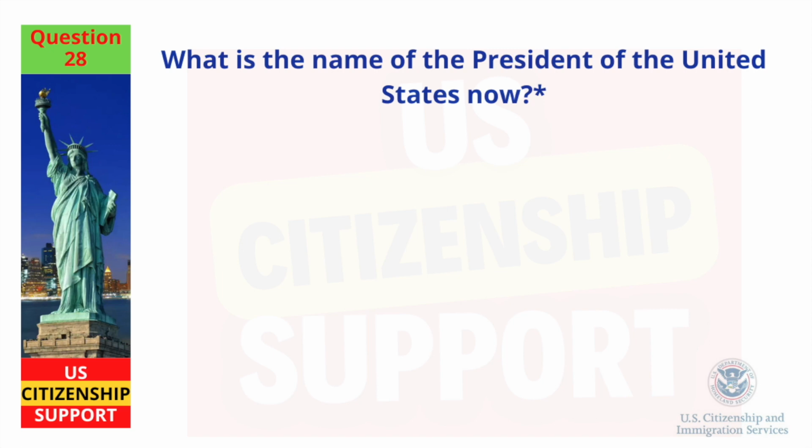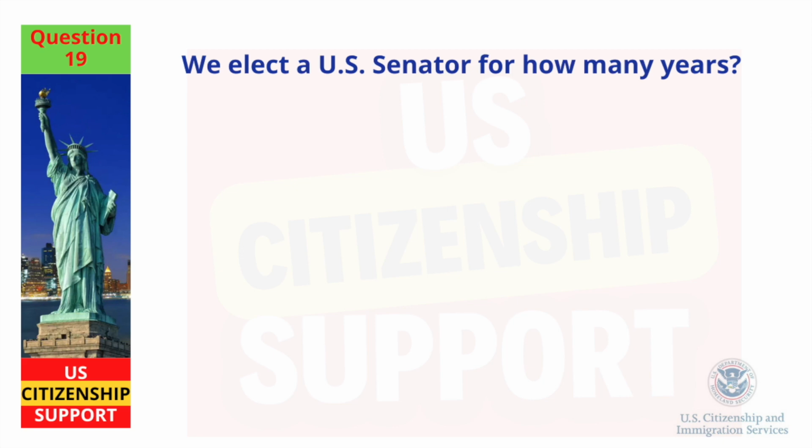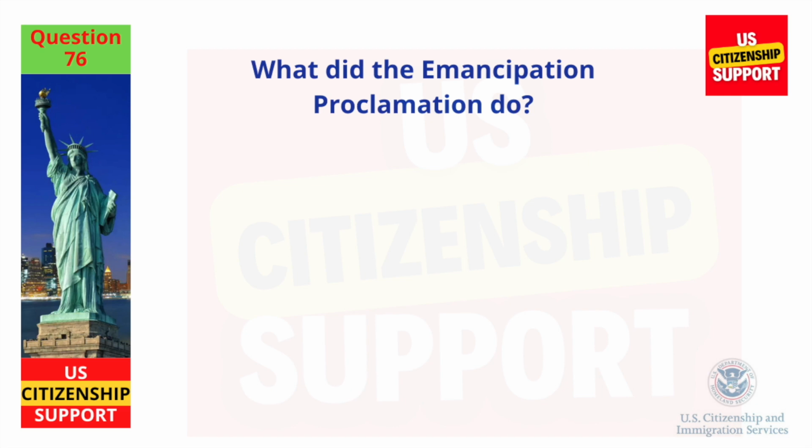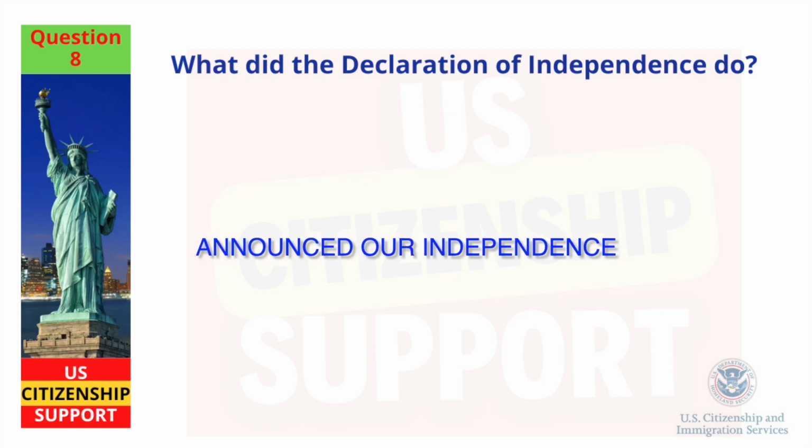What is the name of the President of the United States now? Joe Biden. We elect a US Senator for how many years? 6. What did the Emancipation Proclamation do? Freed the slaves. What did the Declaration of Independence do? Announced our independence.